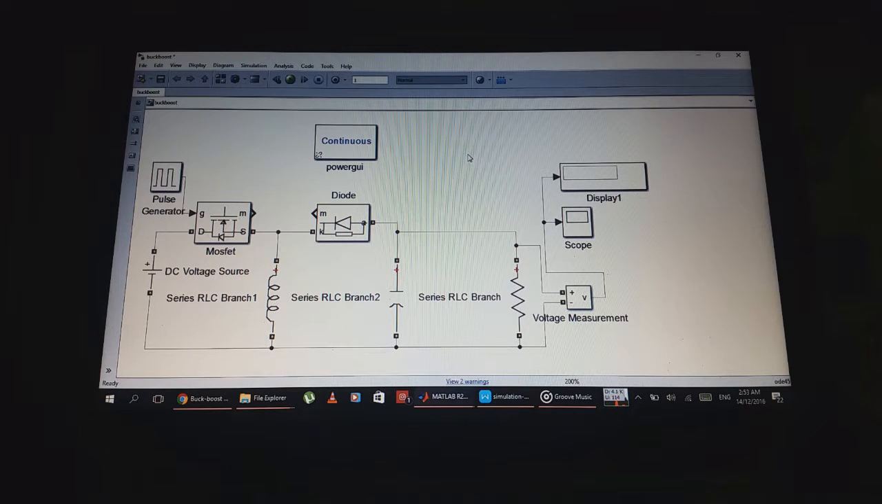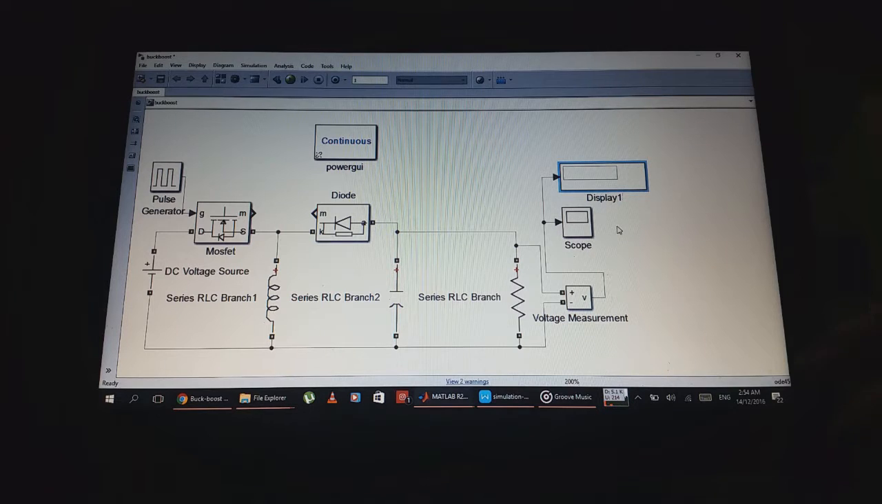Okay, hi, hello everyone. So this one is the circuit of the buck boost power system. So let me show you. Okay, this one is the pulse generator. This one is the power switch. This one is the diode. This is the MOSFET. This is the DC voltage source. This one is the RLC branch, and this is the scope, and this is the display.